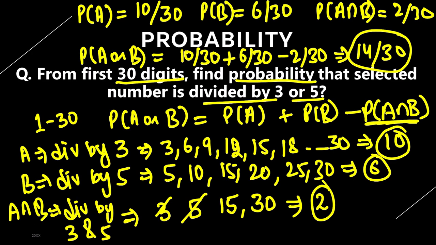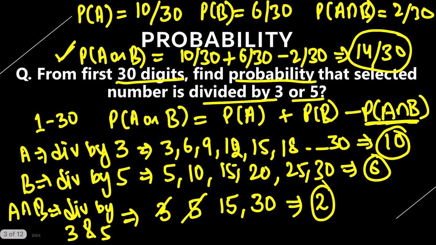So out of 30 numbers, 14 numbers will be such that are divisible by either 3 or 5. Either 3 or 5 means they could be divisible by 3, could be divisible by 5, or could be divisible by both. So that is what we have calculated in this question. I hope this is clear.